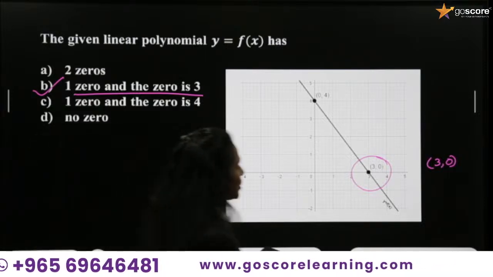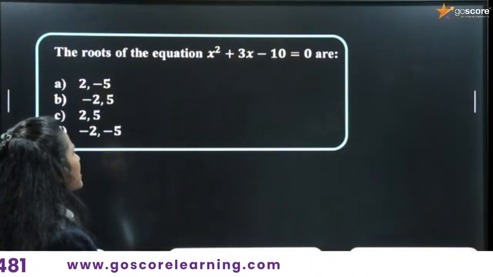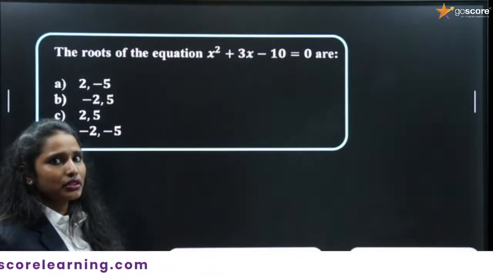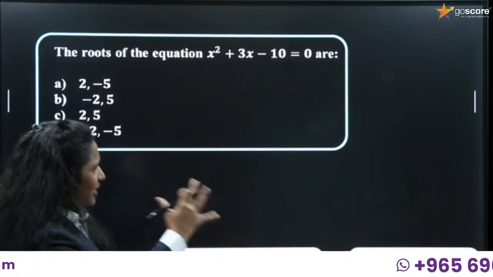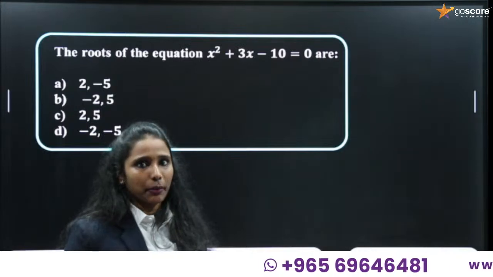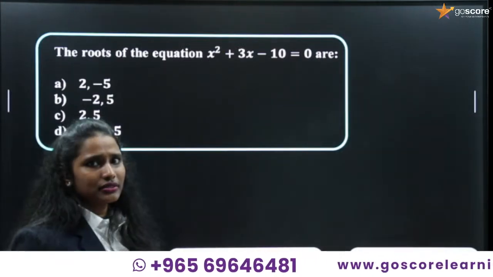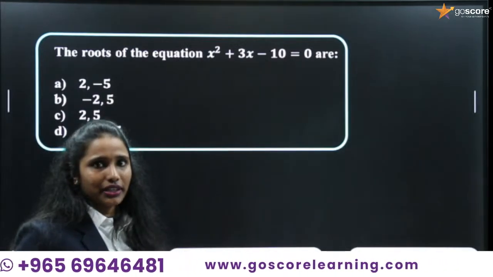Now, next question. The roots of the equation x square plus 3x minus 10 equal to 0 are. It's a simple question, right? I don't think it's a 10th grade level question, but it was there in the previous year question paper. So now find it. How will we find it? Even our 8th grade students know how to find it.